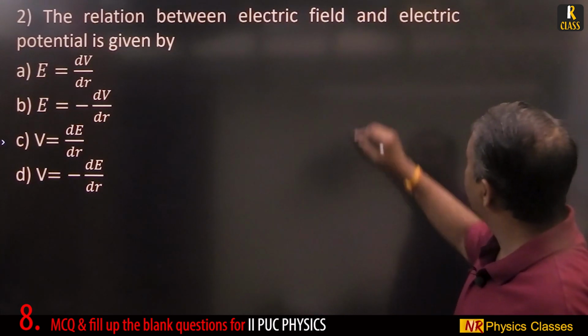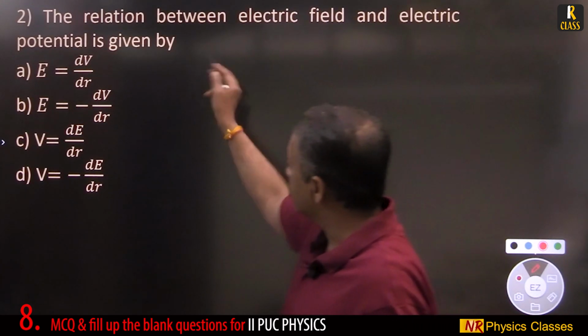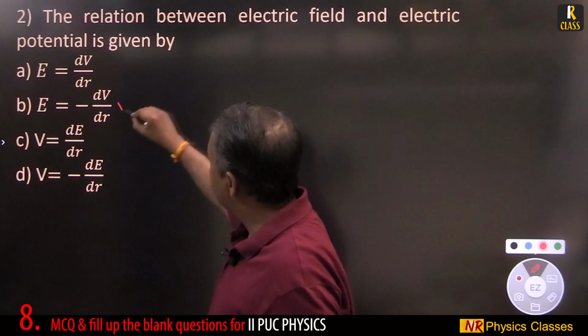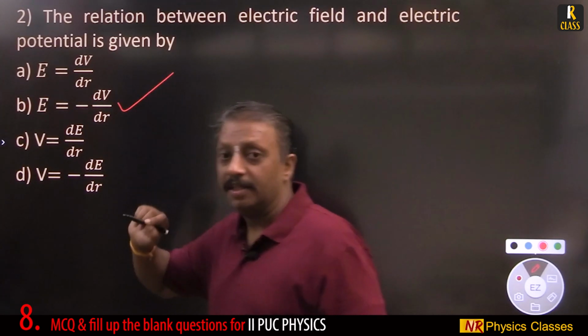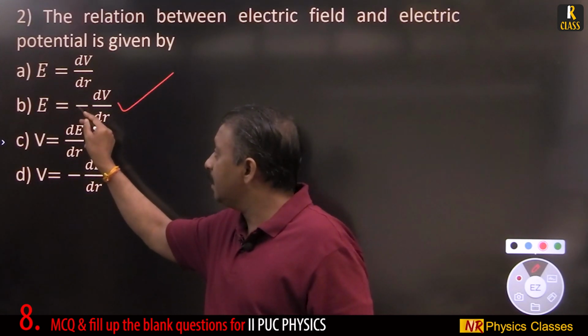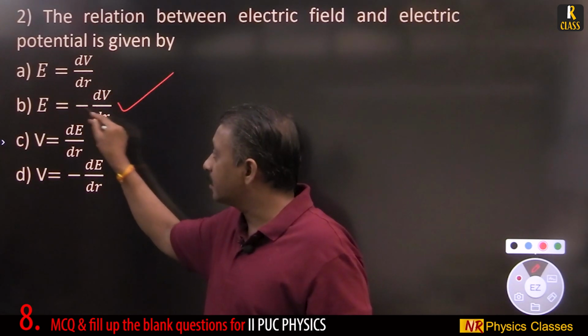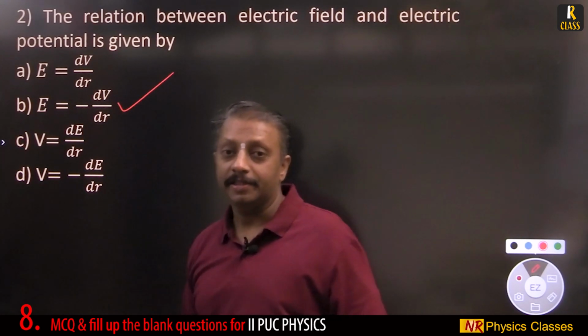The relation between electric field and electric potential is given by dV by dr with a negative sign. Electric field is the negative potential gradient.